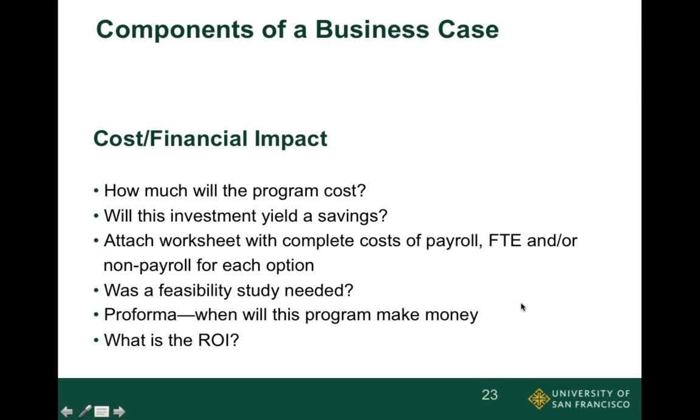If you're in a school, it may just be an incremental cost, but the outcome is going to be that you don't have to fight for those clinical placements, and that your students are doing better in school and have a higher confidence rate than they did before. And will this investment yield a savings? So where is the savings going to come from? Being able to quantify that. And with the business plan, you should attach a worksheet that has all the complete costs of payroll, FTEs, which is full-time equivalent, and non-payroll for each option.